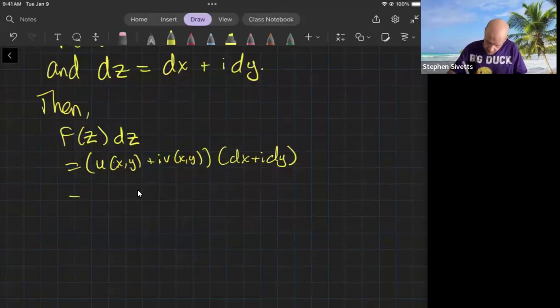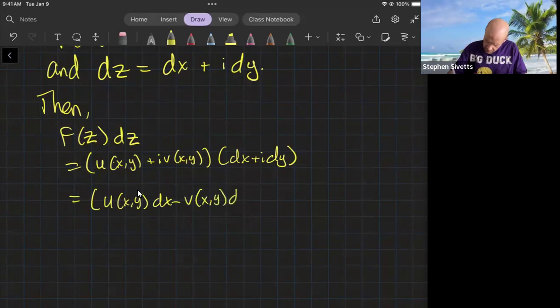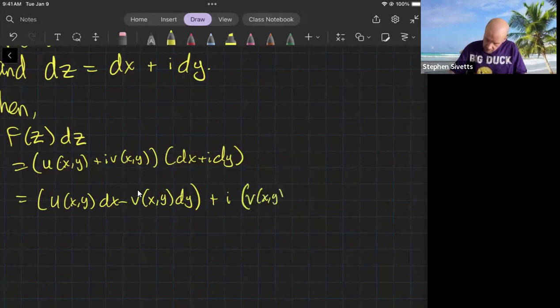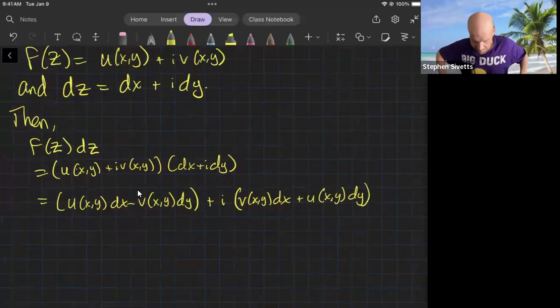And this would equal to, in terms of the real components, we'll have u of x,y dx minus v of x,y dy. And then the imaginary components would be plus i times v of x,y dx plus u of x,y dy. Okay, so that is what f of z dz means.